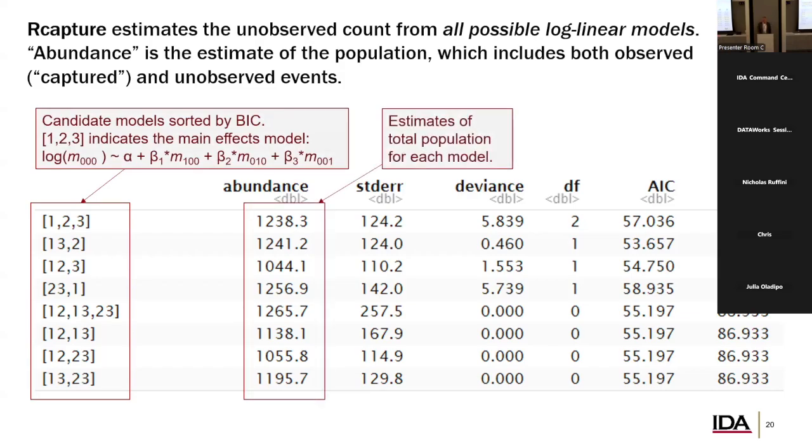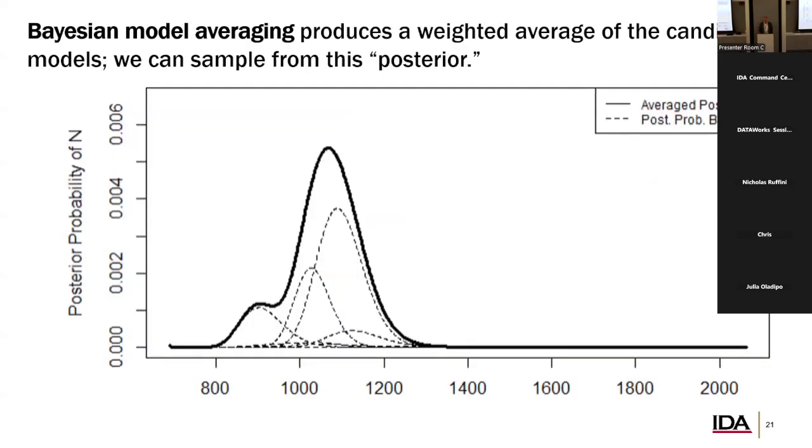But the frustrating thing here is that the Bayesian information criterion on the far right ranks these all pretty closely, and yet the population estimates differ by up to a couple hundred. So what do you do with this? How do you choose which one's the best, or average them together? Fortunately, there's an app for that.